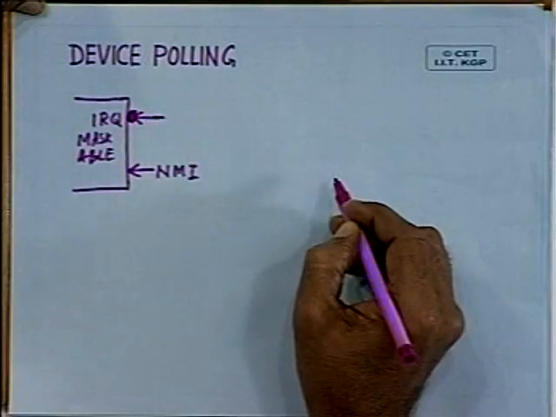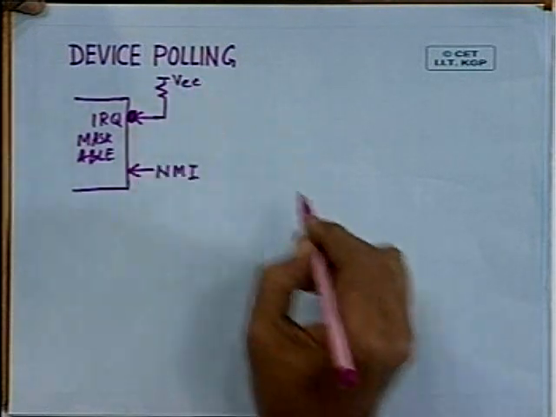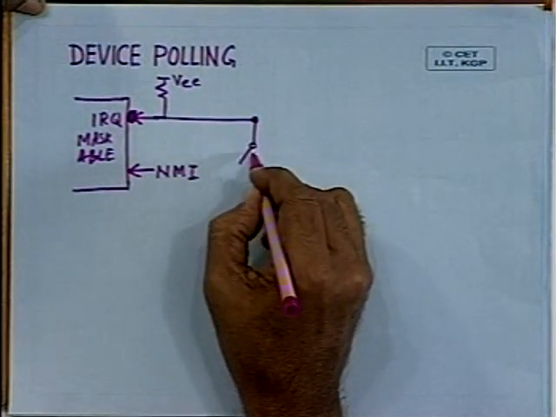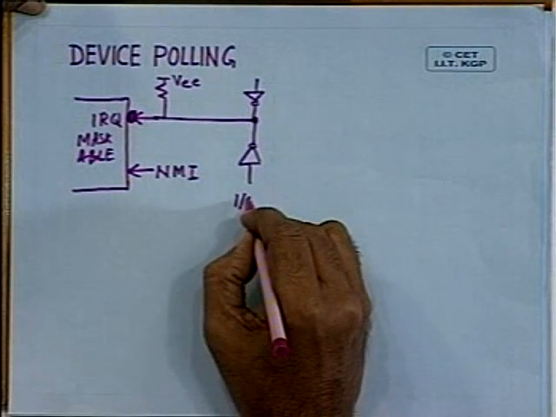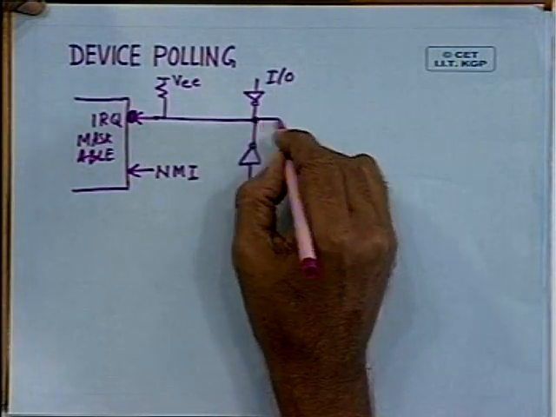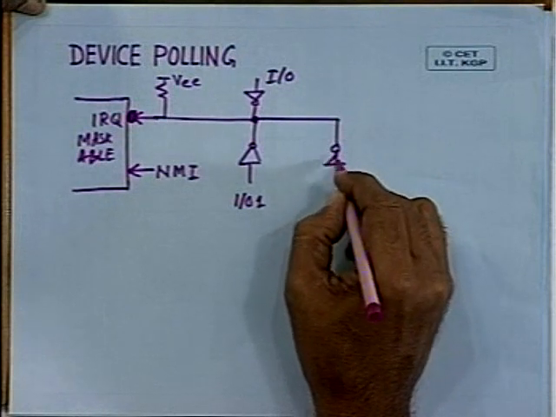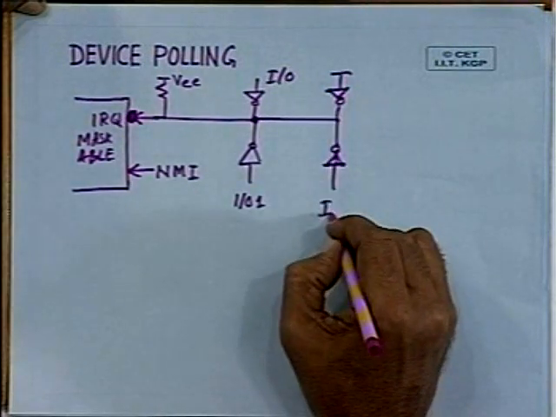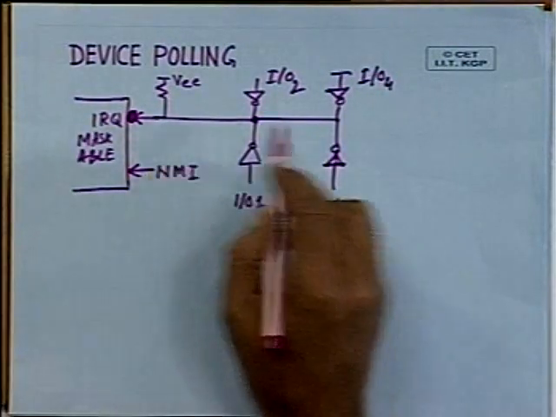It can be done by using, say, if it is low active, you can use a wired-OR configuration. So, normally it is connected to VCC. Then the interrupts coming from different sources, say source 1, source 2, this is coming from another one, say this is from device IO 1, IO 2. In this way, it can be connected to a number of devices. Or say another one, IO 2, IO 3, IO 4, and so on.